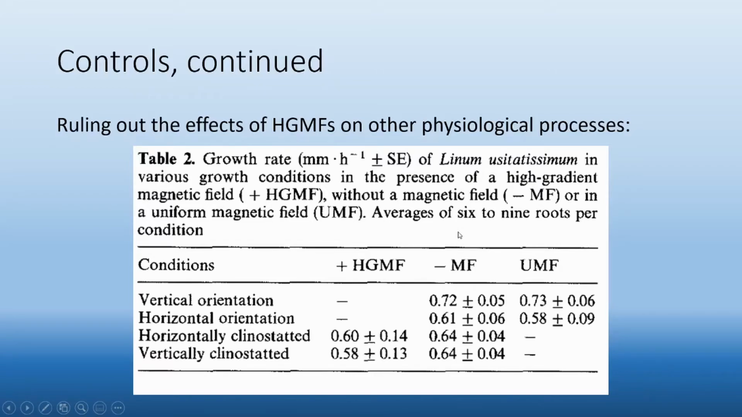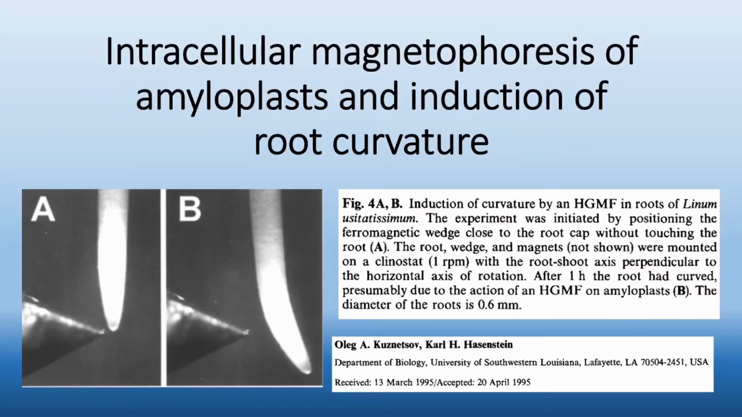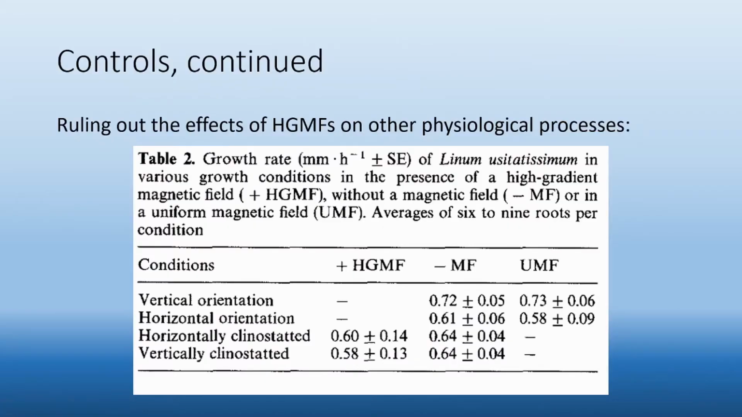They compared plants grown without any magnetic field to plants grown in a uniform magnetic field. So in the HGMF, they have the pin, and on either side of the pin, there are magnets, and the uniform magnetic field between the two permanent magnets is made into a non-uniform high gradient magnetic field by the pin. You could think of it as like a magnetic lens, focusing that magnetic force into a very small area.